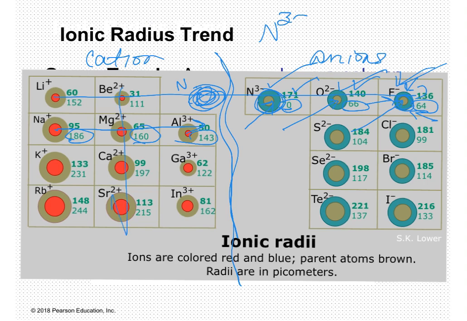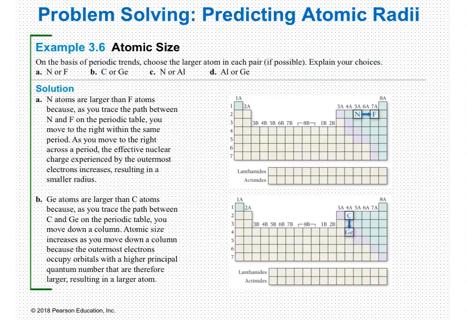Now, cations and anions, as well as neutral atoms, as you go from top to bottom down a group, get larger, all for the same reason, because with every step down the group, you're adding another energy level of electrons.